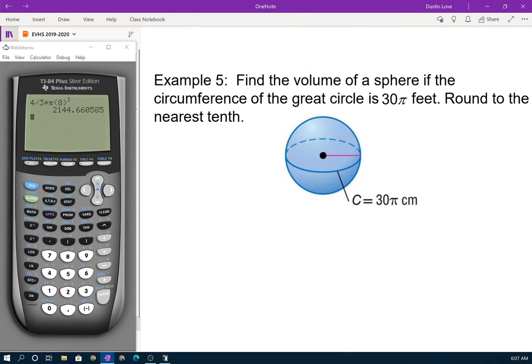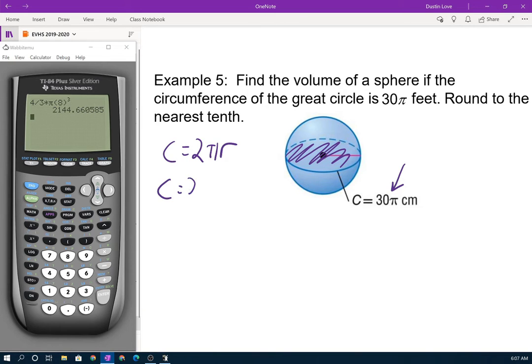Okay, find the volume of a sphere. The circumference of the great circle is 30 pi feet. Okay, so circumference of the great circle, which is right here, is 30 pi feet. I want to find the volume. I'm going to do something very similar to what I did before. Circumference is 2 pi r. I'm going to use this circumference to find the radius, and then the radius to find the volume.